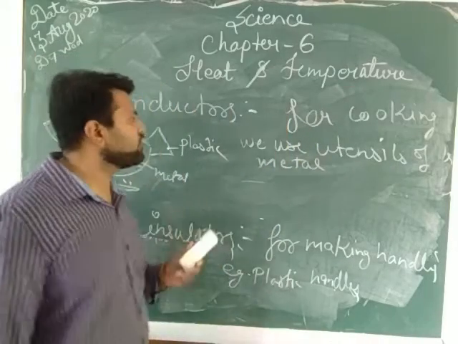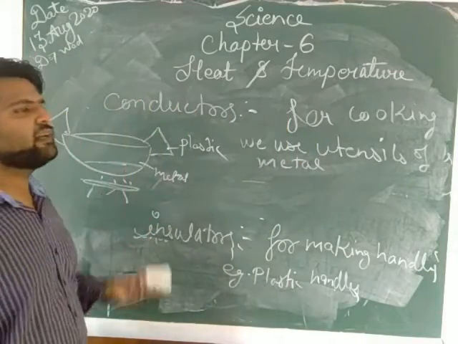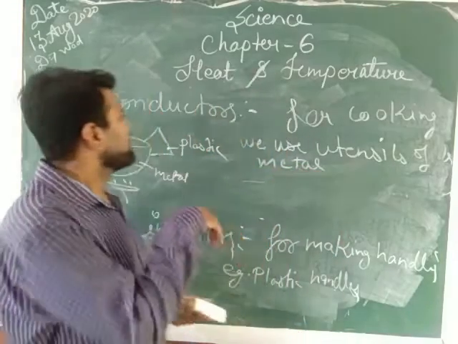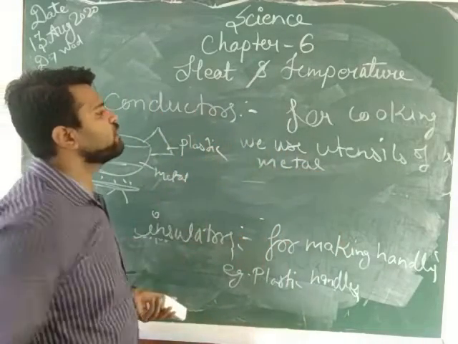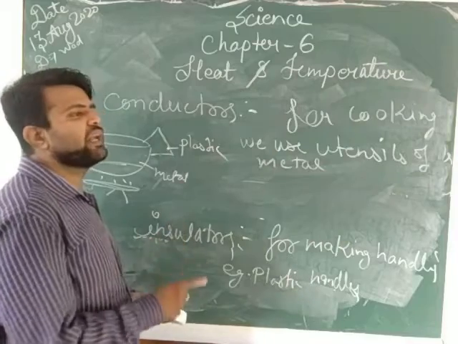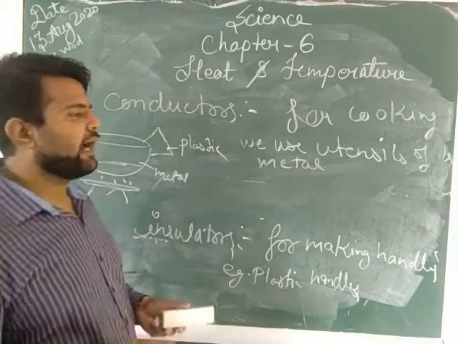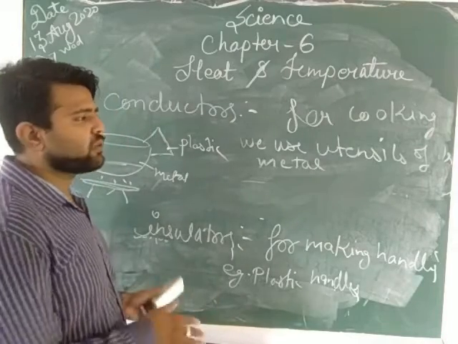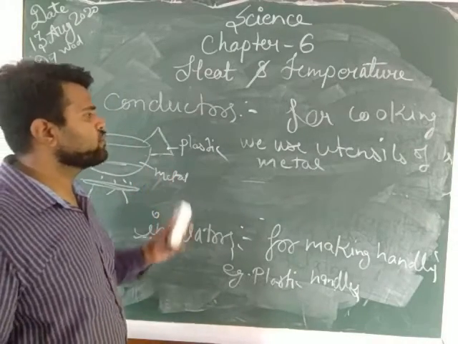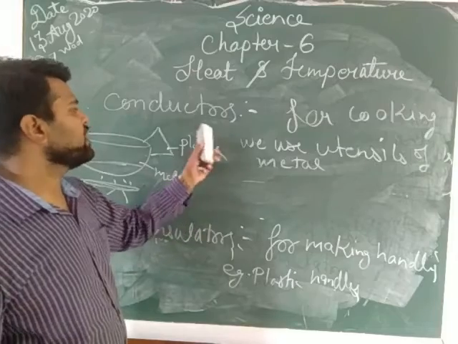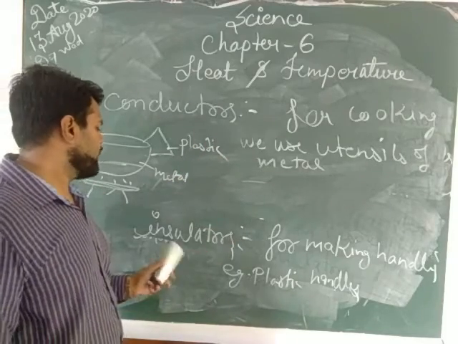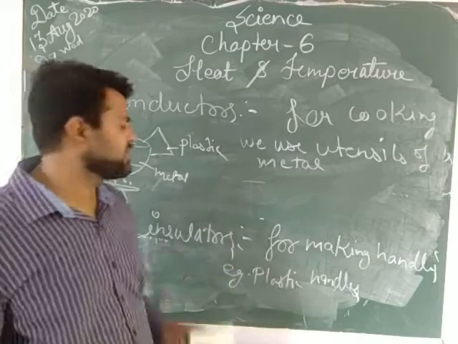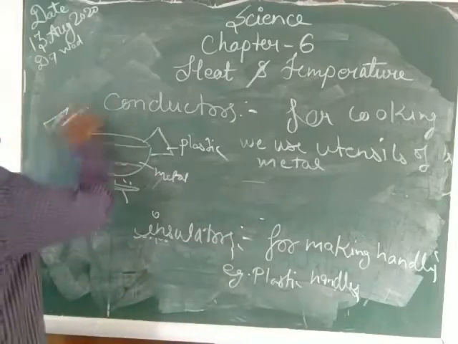What is the practical use of conductors and insulators in our everyday life? Conductors are used for cooking the food, whereas insulators are used for making the handles of the cooking pans or cooking utensils. Got this, my dear students?